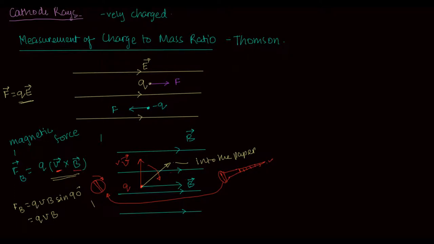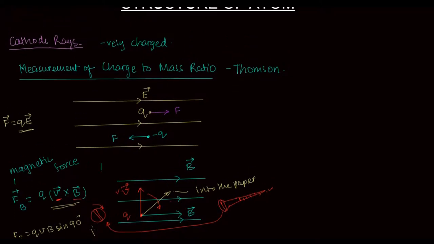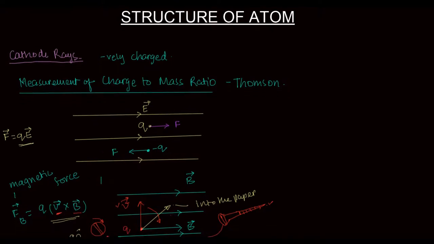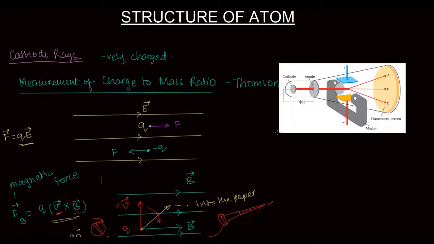So what he did, he used an apparatus which looked something like this. Okay, this was the apparatus that he used. Now what has happened in this apparatus? In this apparatus, this is the north pole of the magnet. You see, this is the north pole of the magnet, and it is coming towards us, right? That is a way to show. So this is the north pole.